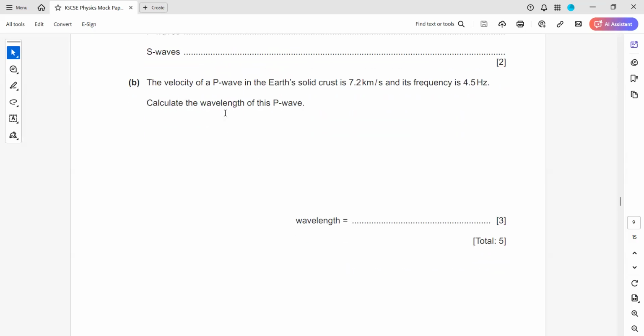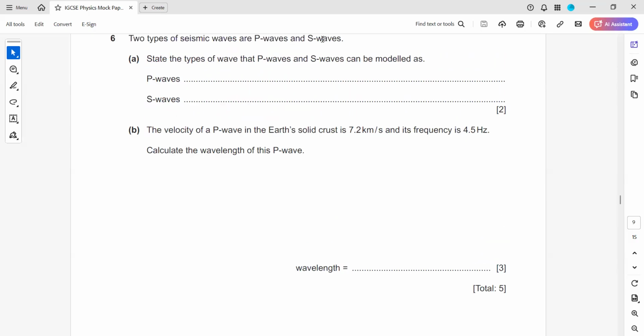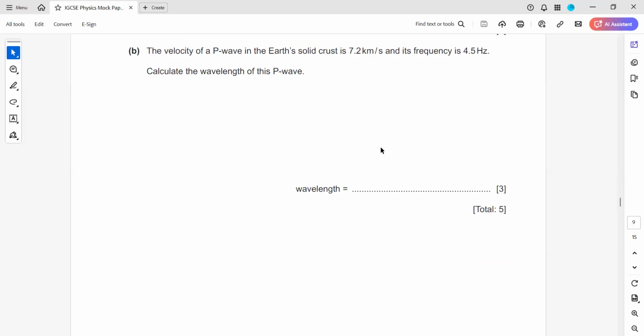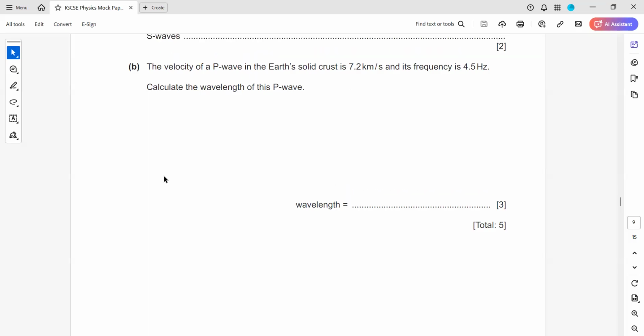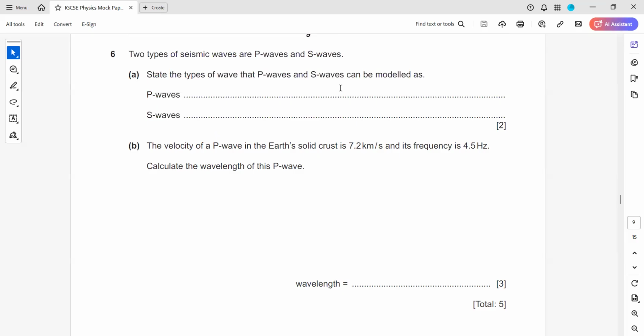S waves are transverse, P waves are longitudinal. You have to remember this example. You cannot say P waves are radio waves, because you have to state the type of wave here. There are 2 types of waves, longitudinal and transverse. You have to state that. So P waves are longitudinal, S waves are transverse.